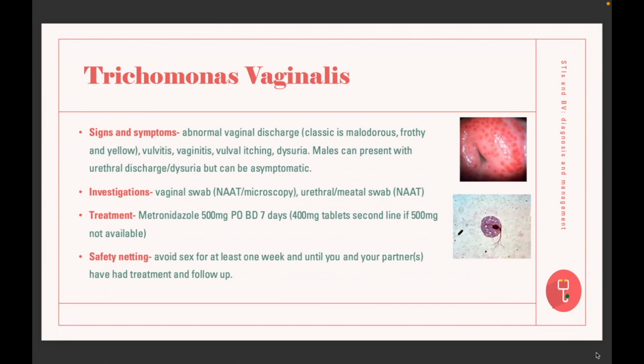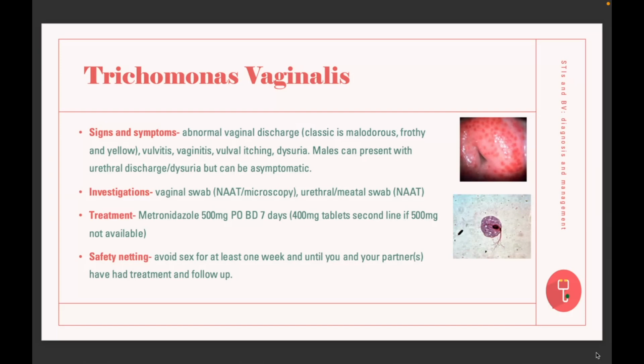If you look at the picture at the top, that's what a strawberry cervix looks like. So again, if you see that image in a single best answer, it's more than likely going to be a question about trichomonas. So signs and symptoms include abnormal vaginal discharge. So your classic presentation is it smells odd or unpleasant, it's frothy and it's yellow in colour. Vulvitis, so inflammation of the vulva. Vaginitis, inflammation or irritation of the vagina. Vulval itching and dysuria. So male patients can present with urethral discharge or dysuria, but they can be asymptomatic as well.